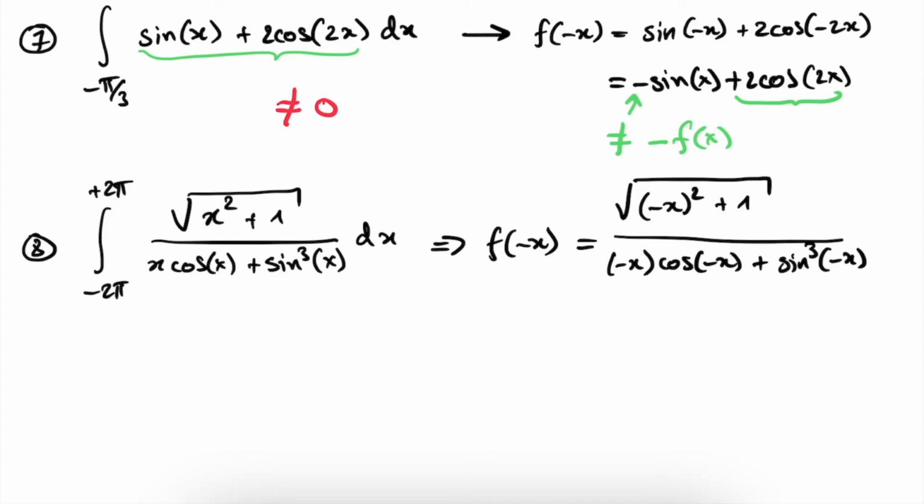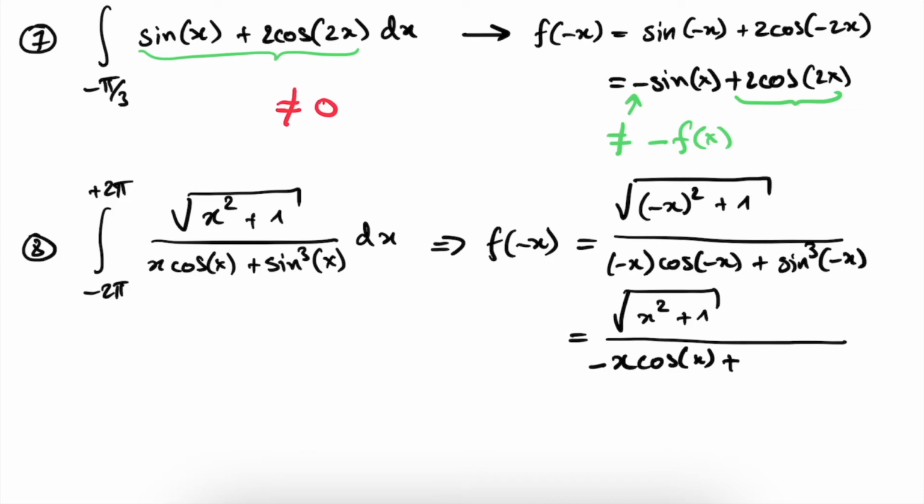And let's see how we can rewrite this. In the numerator, we have the square root of x squared plus 1, because the square of minus x is simply the square of x. And if we look at the denominator, we get minus x times the cosine of x, because this minus sign remains where it is, and cosine of minus x is cosine of x. And we add to this the following.